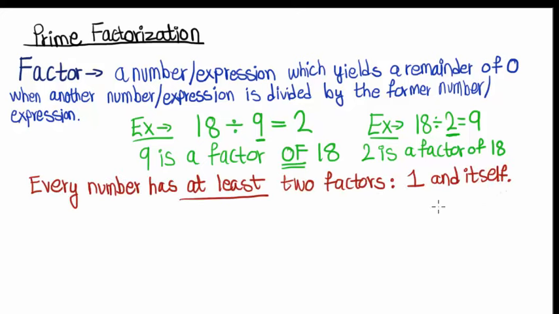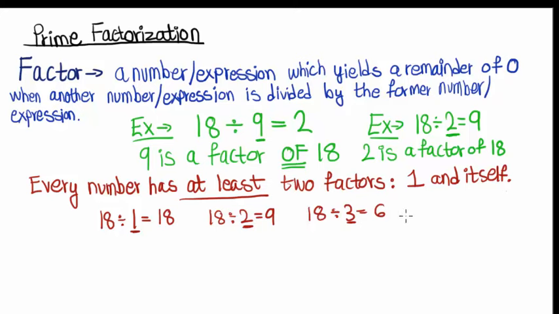Now let's work out all the factors of the number 18. We know that 18 divided by 1 will give me 18. Since 18 is a whole number, 1 is a factor of 18. When we do 18 divided by 2, I'll get 9. And since 9 is a whole number, I know that 2 is a factor of 18. When I do 18 divided by 3, I will get 6. And since 6 is a whole number, 3 is a factor of 18. When I do 18 divided by 4, I will not get a whole number. So 4 is not a factor of 18.